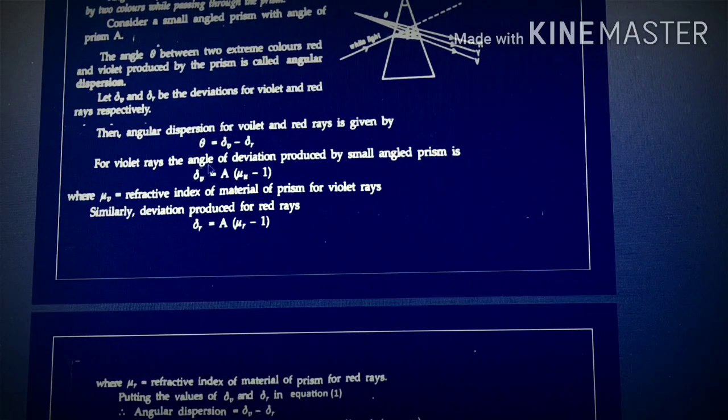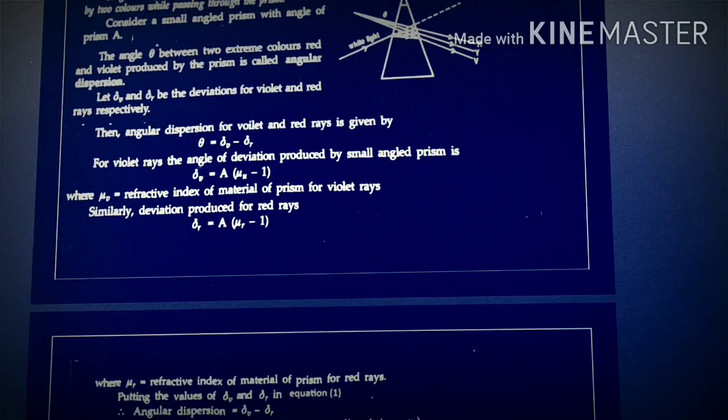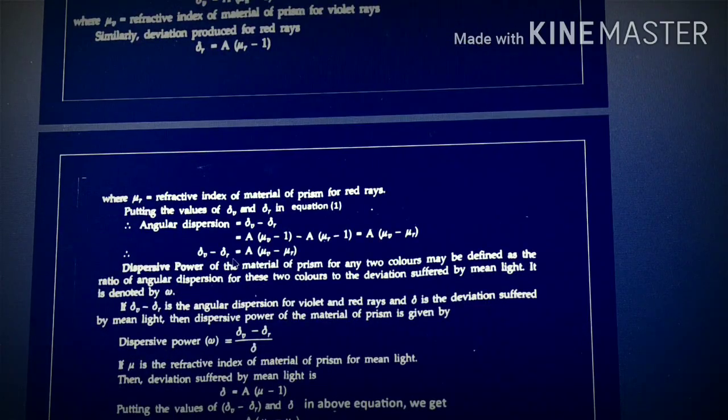So putting these values in this equation, we get theta, the angular dispersion, equal to delta v minus delta r. Putting the values, the value of delta v is A into (mu v minus 1) minus the value of delta r, which is A into (mu r minus 1). So it equals A into (mu v minus mu r). Hence delta v minus delta r equals A into (mu v minus mu r).